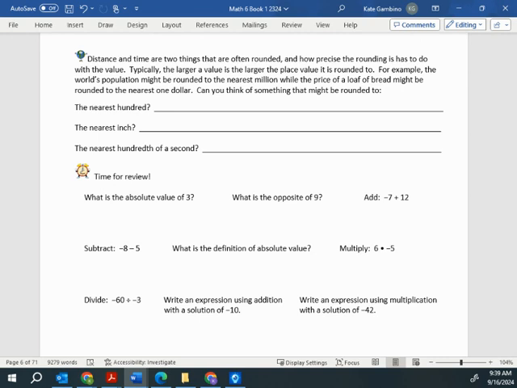How precise the rounding is has to do with the value. Typically, the larger a value is, the larger the place value it is rounded to. For example, the world's population might be rounded to the nearest million, while the price of a loaf of bread might be rounded to the nearest dollar. Can you think of something that might be rounded to the nearest hundreds place? What might we round to a hundreds place? Any guesses?